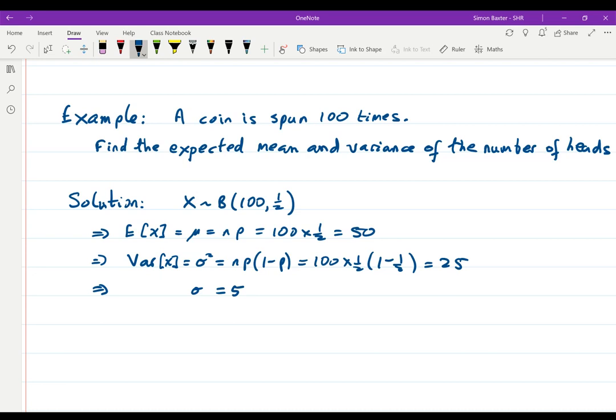the square root of 25. Mu minus 2 sigma, therefore, is equal to 50 minus 2 times 5, which is 10. That's 40. Mu plus 2 sigma is 50 plus 10. That is 60. And you should know that within 2 standard deviations of the mean, you would expect to get about 95% of the results.